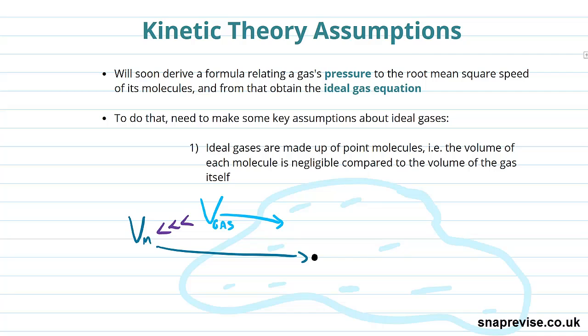So now we're going to talk about the assumptions of kinetic theory. We're soon going to derive a formula that relates a gas's pressure to the root mean square speed of its molecules.